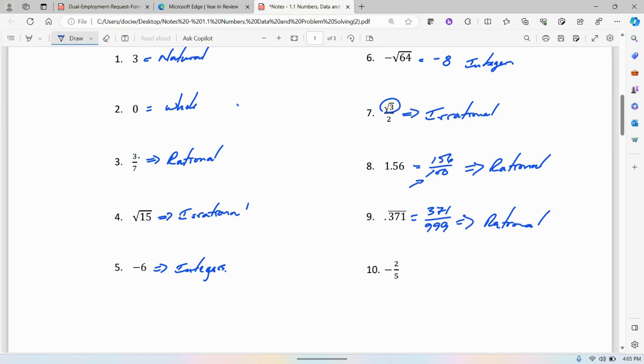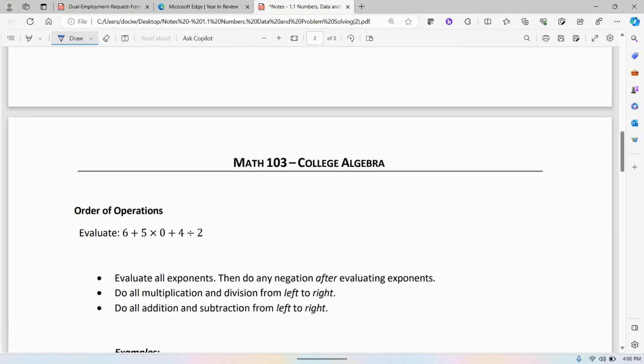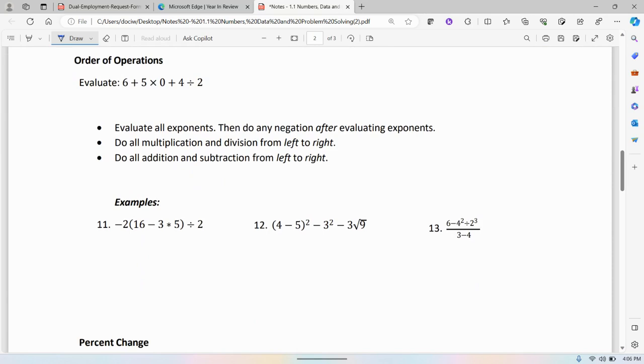-2/5, because of the negative, I might be tempted to say it's an integer because that's where I talked about the negatives, but 2/5 is a quotient of two integers that's not an integer by itself. So this, again, the smallest group it belongs to is the set of rationals. So that's just a little bit of an introduction into the types of numbers.